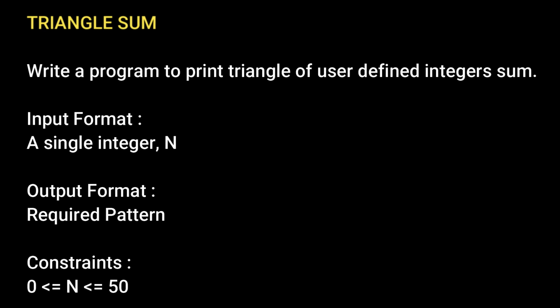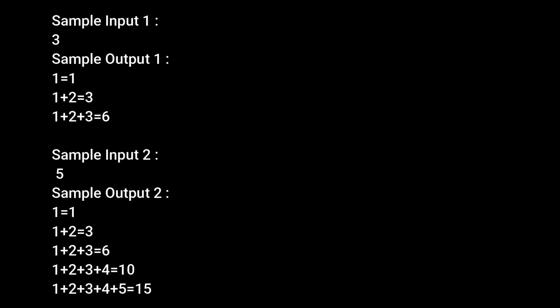The problem is to create a triangle of integers sum. The user will input a single integer n and the program should generate a triangle of integers such that each row of the triangle represents the sum of integers from 1 to n, where n is a user-defined integer. For example, if the input is 3, the output would be 1 = 1, 1 + 2 = 3, 1 + 2 + 3 = 6.